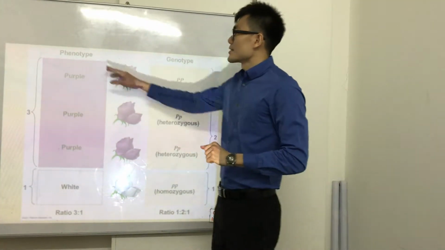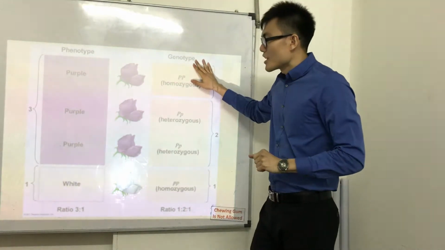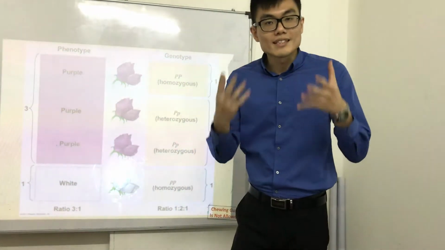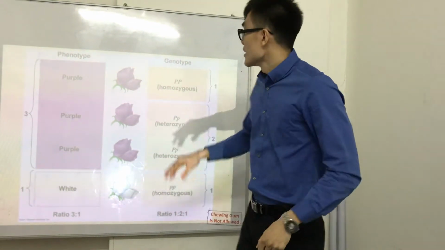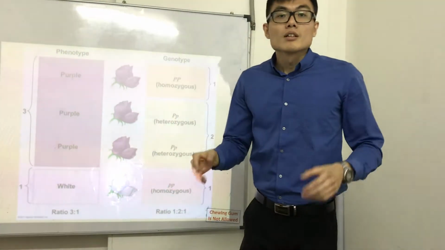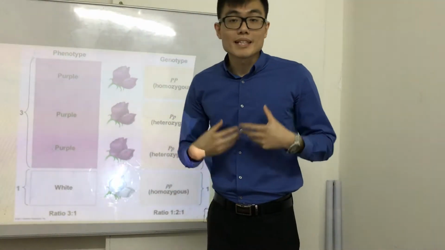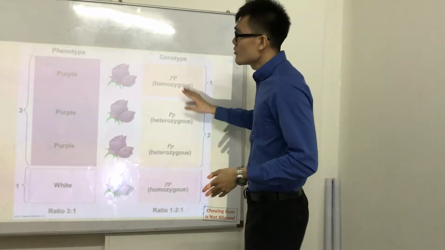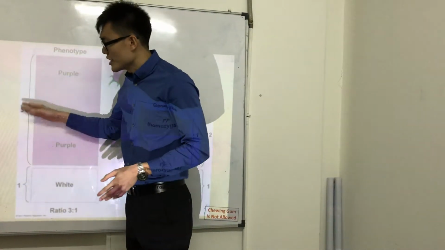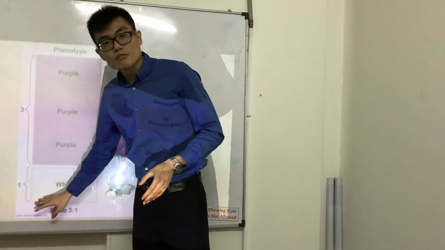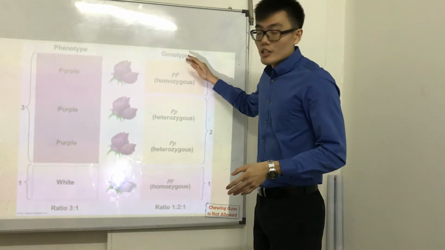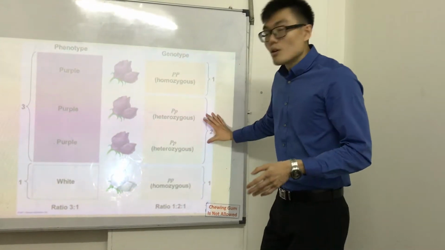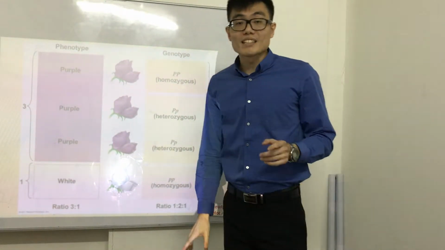But you can notice here that the phenotypic ratio and genotypic ratio will be different. The phenotype is what we can see, what we observe. And genotype is the genetic makeup of the individual, which we cannot observe with our bare eye. For the phenotypic ratio, you will see 3 to 1, 3 purple and 1 white. For the genotypic ratio, it will be 1 to 2 to 1, which is 1 homozygous dominant, 2 heterozygous, and 1 homozygous recessive.